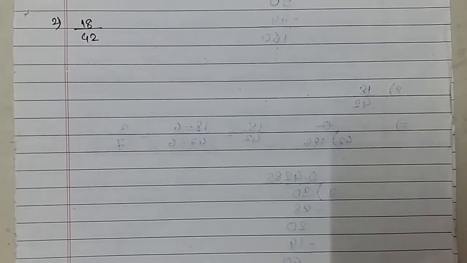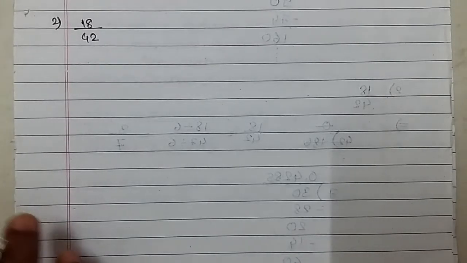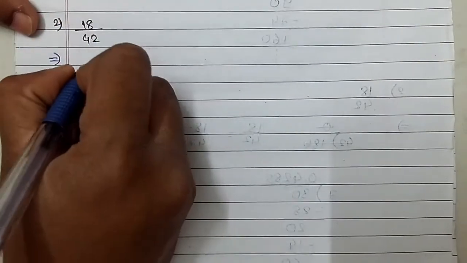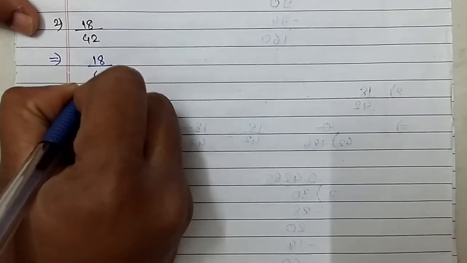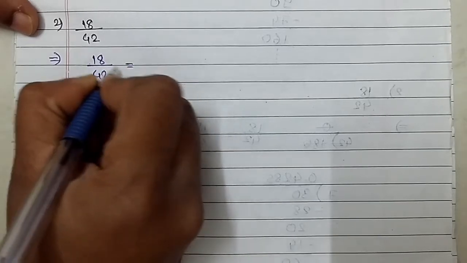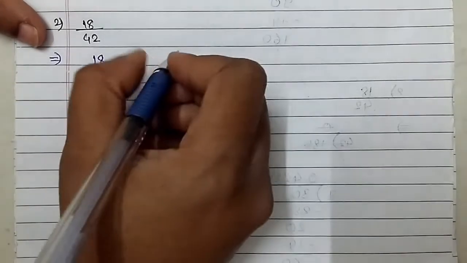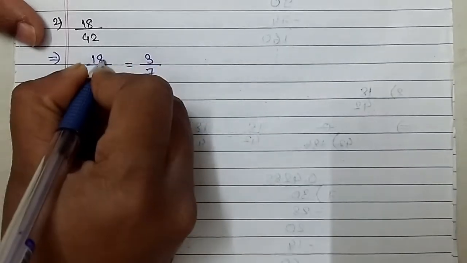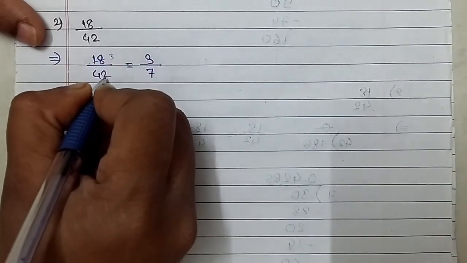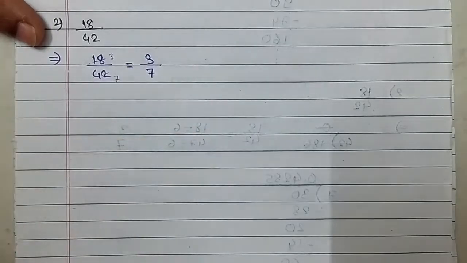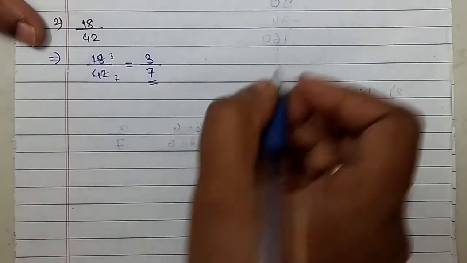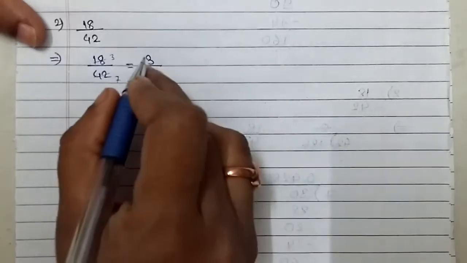The next question is 18 upon 42. When we divide 18 upon 42, what is your result? First of all, cancel this. How to cancel this? Divide 18 and 42 by 6. Then 6 threes are 18, and 6 sevens are 42. Then what is your result here? That is 3 upon 7. So we want to divide 3 by 7 here.